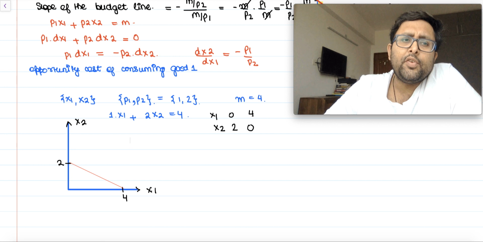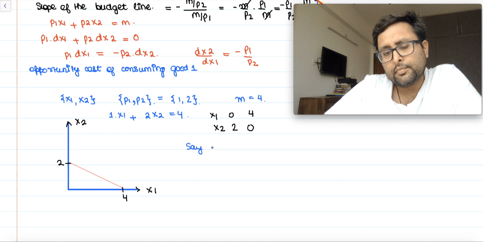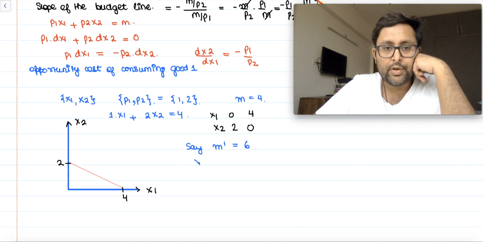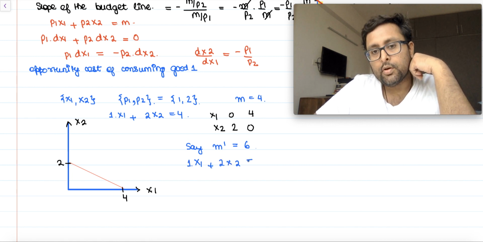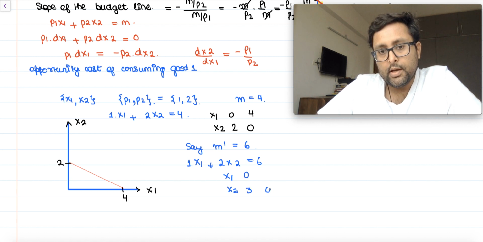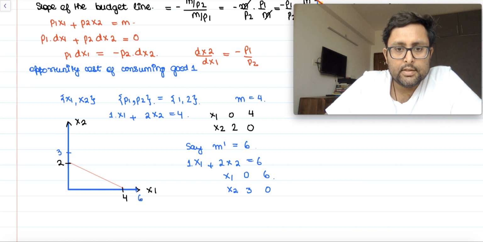Now supposedly, let us say income increases to 6. Then how does this function? If your income is going to increase to 6, this will become 1 into x1 plus 2 into x2 equals 6. Again, just think about it. x1 is 0, x2 is 3; x2 is 0, x1 is 6. So this is, let's say, 3 here, and this is, let's say, 6 here.